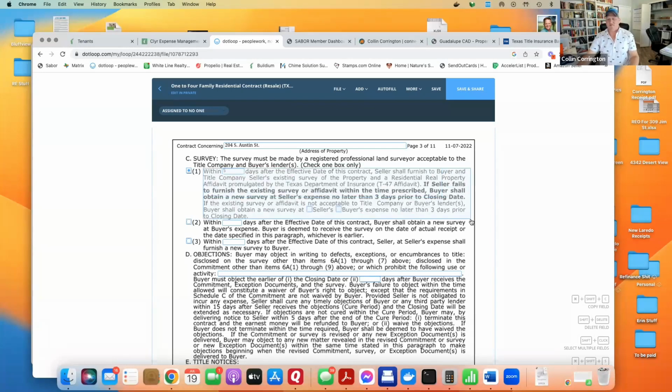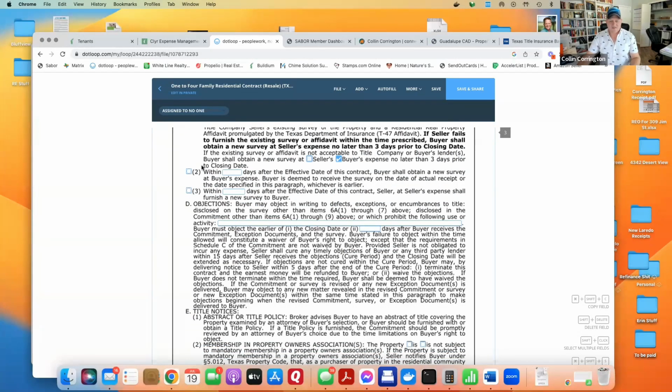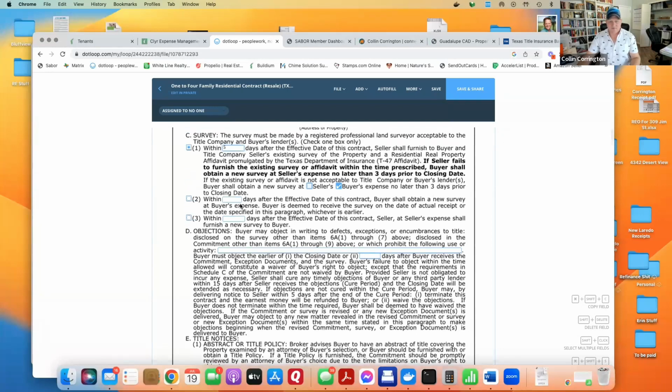So make sure you read this carefully, guys, because I can't tell you how many people get burned by this because, oh, I thought if I clicked this, the buyer had to get it because they couldn't find one. Nope. It says the seller will pay for it. It's only if it's not acceptable. So this is kind of a confusing paragraph. Read it carefully.